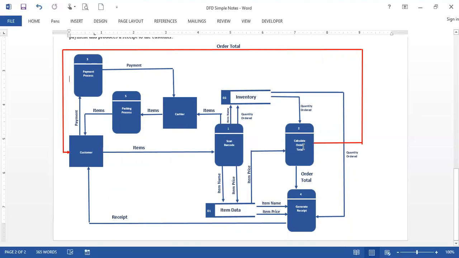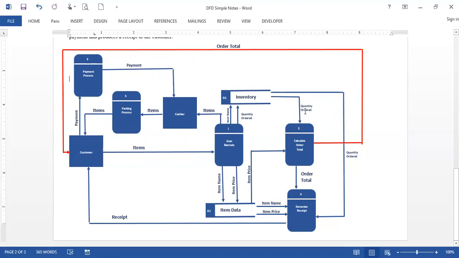After the item is scanned, then we need to calculate the order total. To calculate the order total, we definitely need the price of the item. So you can get the price of the item from the item data database. So just ensure that you're following the cursor. So the price of the item is from the item data database, and also we would need the quantity ordered, so we can get the quantity ordered from the inventory database.